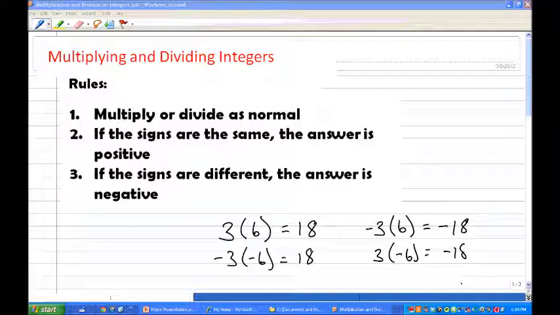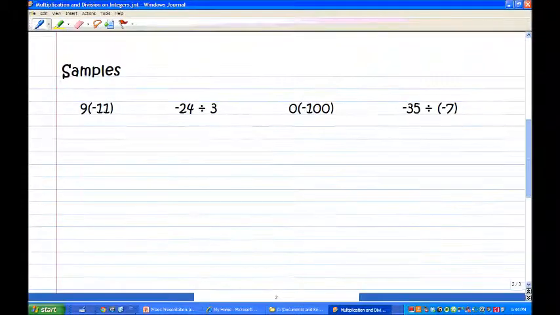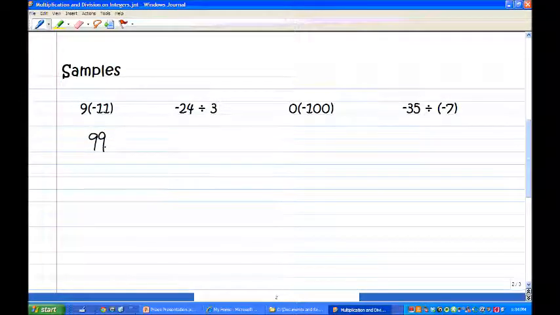Okay, moving on. Let's try some samples, shall we? So, multiply like normal. 9 times 11 is 99. The signs are different, so the answer is negative. Here I have 24 divided by 3, which is 8. The signs are different. The answer is negative.